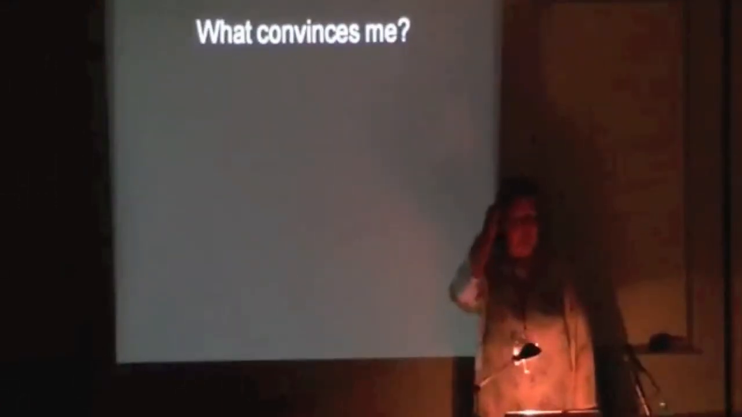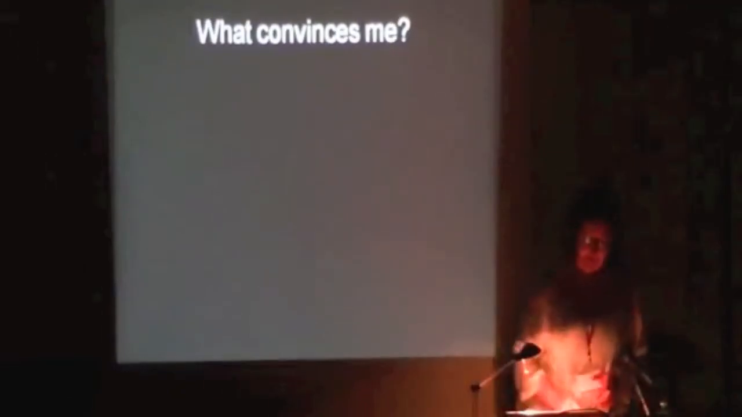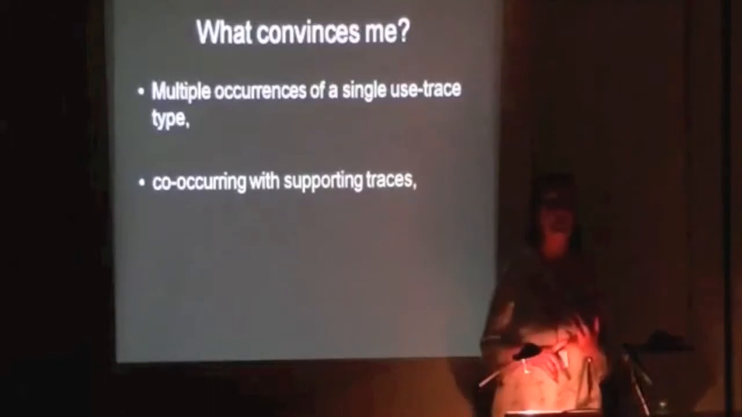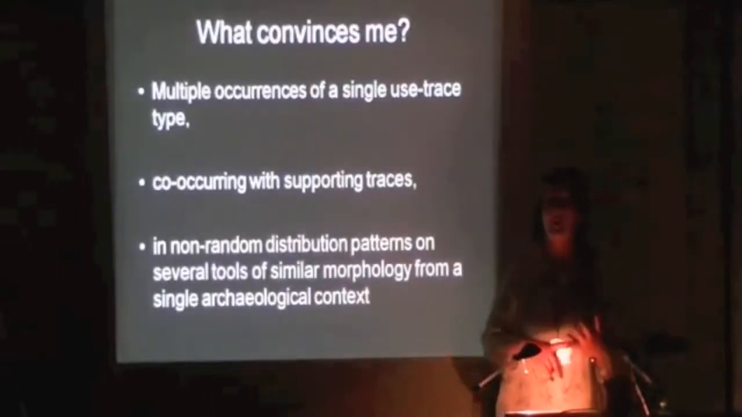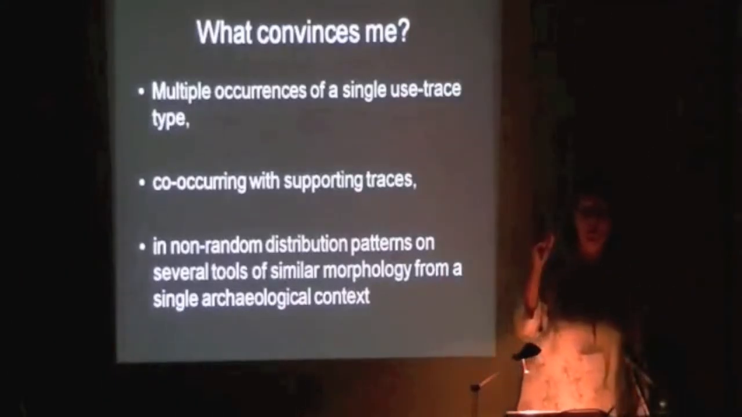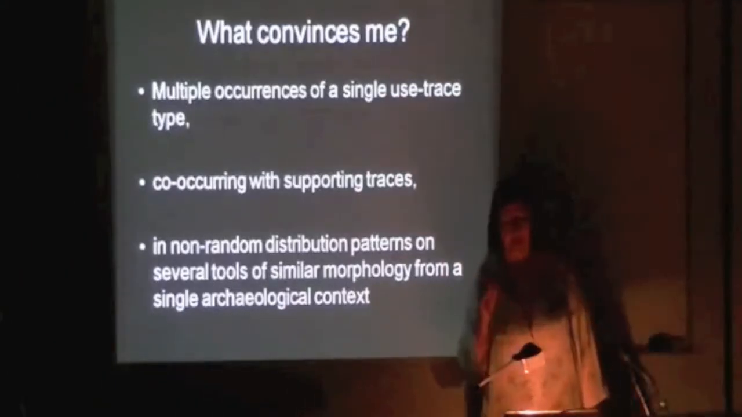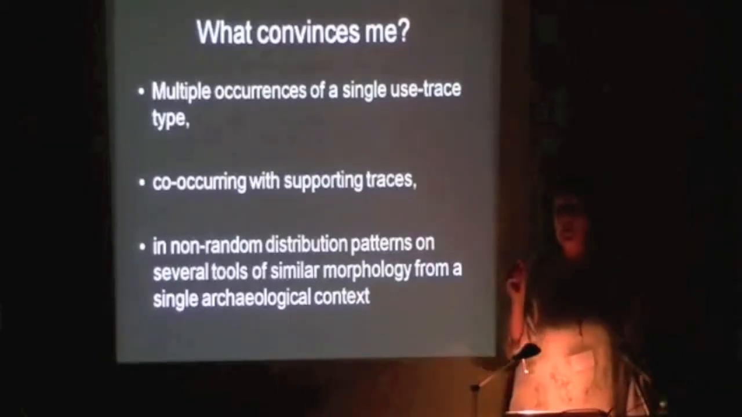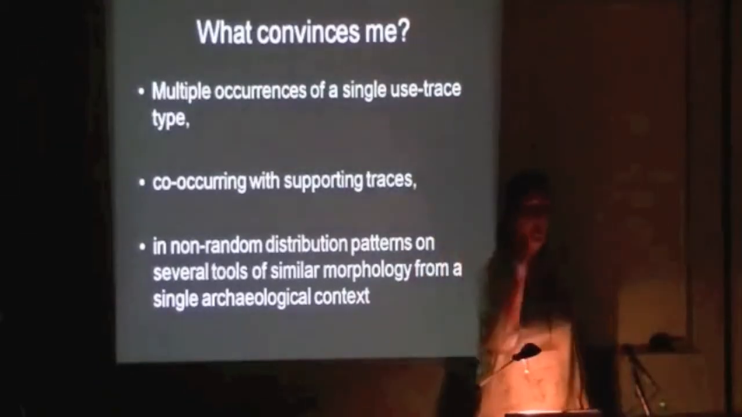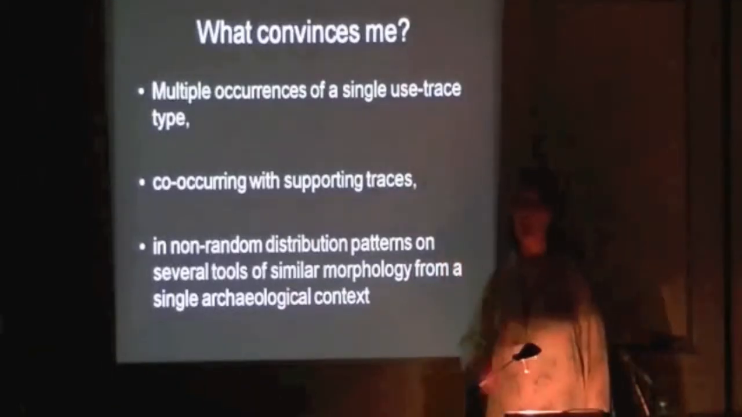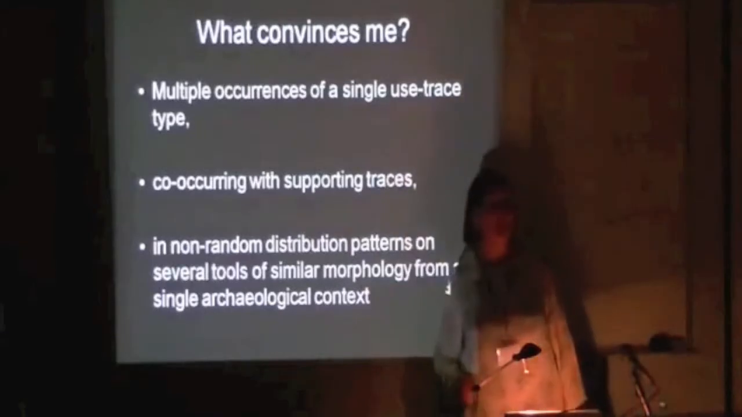So what convinces me? Multiple occurrences of a single-use trace type. If I see collagen, I want to see it 5, 7, 50 times on a single tool. And I want to see it co-occurring with supporting traces. If I see collagen, I want to see blood, I want to see bone, I want to see fat, I want to see hair, I want to see animal tissue. And then I go back and make my tick and count it as collagen.